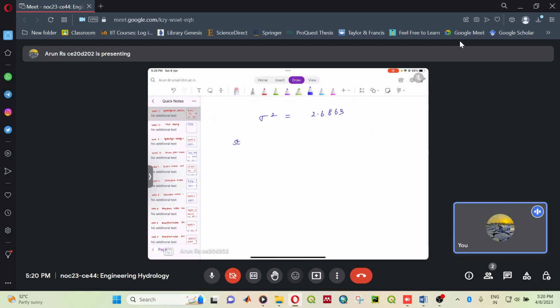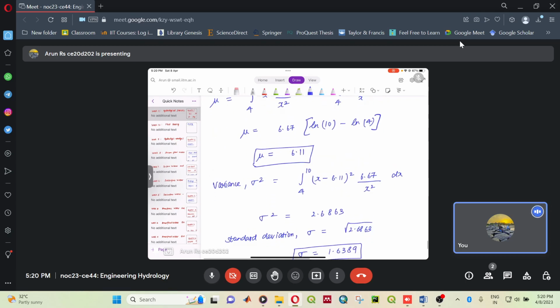and the standard deviation is the square root of 2.6863, that is 1.6389. So when a continuous probability distribution density function is given, you can find the mean and the standard deviation by using this method.